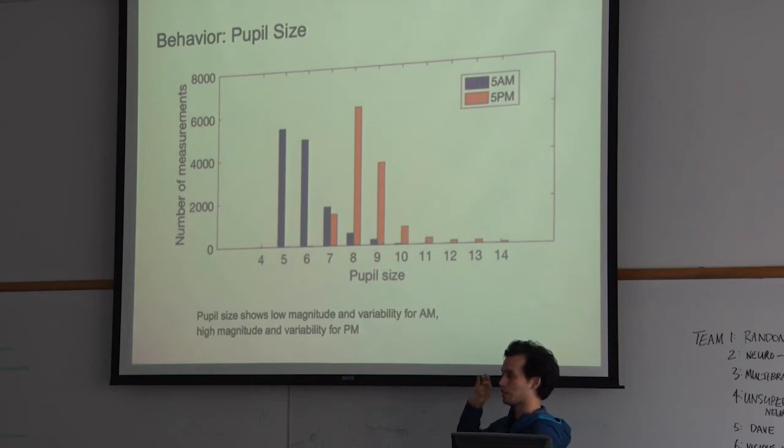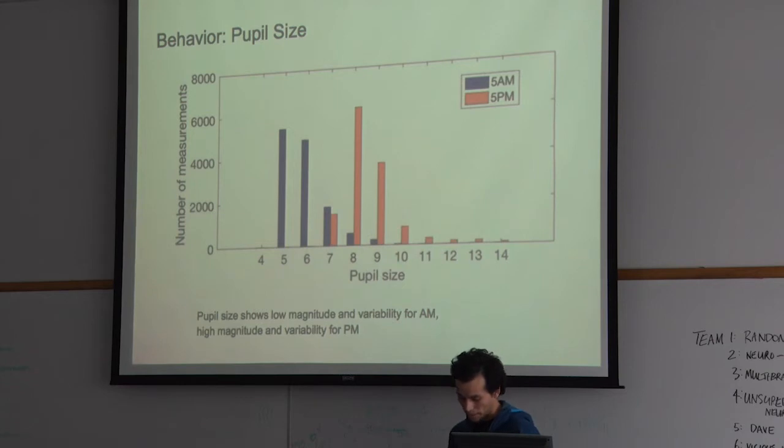This was just to look a little bit at the behavior. We look at the pupil size of the mouse as it was looking at the screen, and we can see that at 5 p.m. his eyes are fully dilated, which gives us some pointers that the animal is quite aroused.